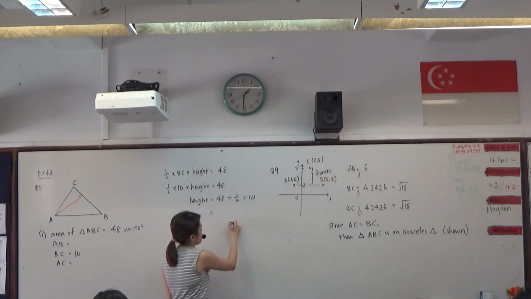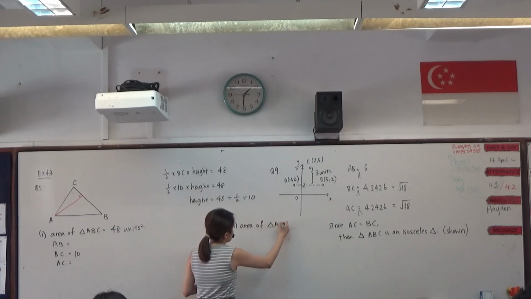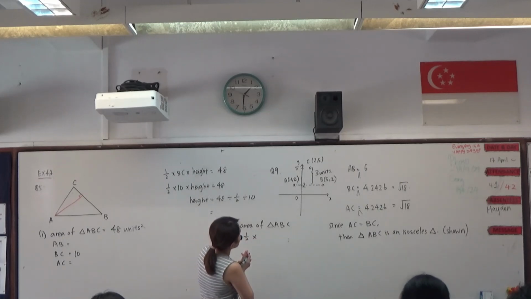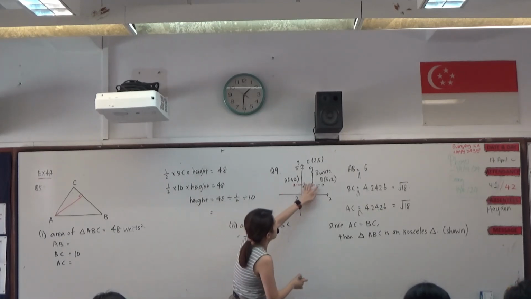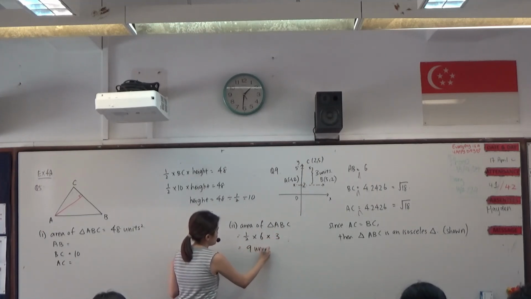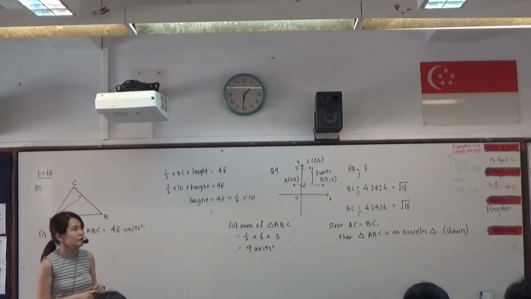So the area of the triangle will be half times the base AB, which is 6, times the height 3. So that will be 9 units squared.